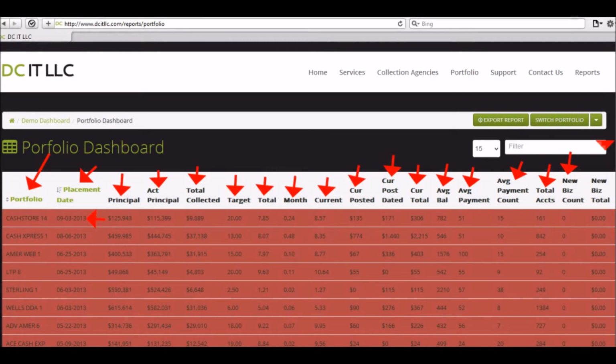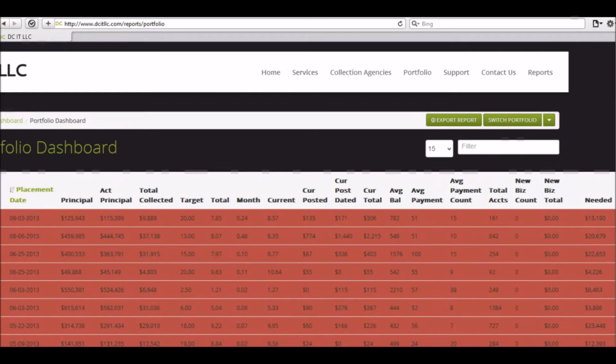Next is the new business total. This shows you how much money is still in new business. This is especially helpful when determining how much money has been collected versus how much money you still have in new business. Lastly is the needed column. This shows you how much money you need to collect to hit your target liquidation percentage.